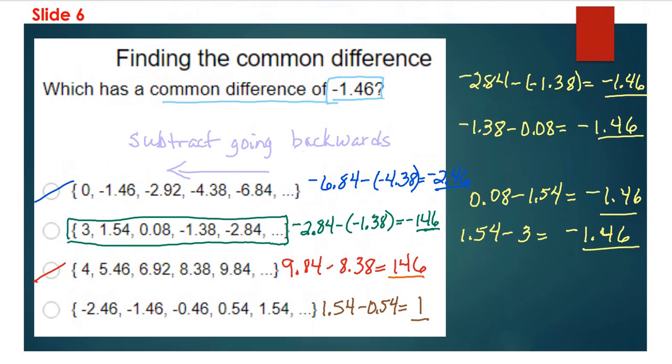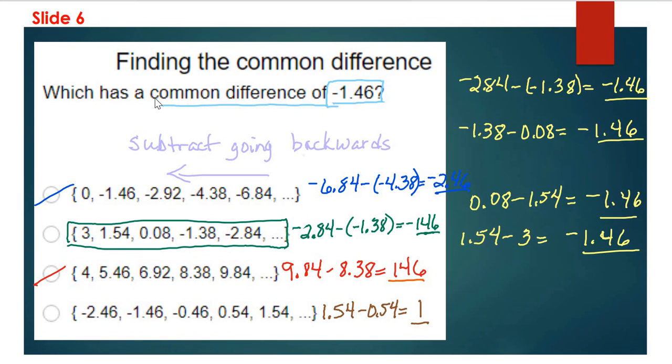Slide number 6. On slide number 6, you're going to find the common difference, which is a negative 1.46. Start, subtract going backwards. Once you see that you do not have this common difference, stop. You do not have to continue on with the sequence to see if it gives you a negative 1.76. Now make sure it's a negative 1.76, not a positive, because they will try to trick you. So when you're looking at this, you have a negative 6.84 minus the negative 4.38, and it gives you a negative 2.46.